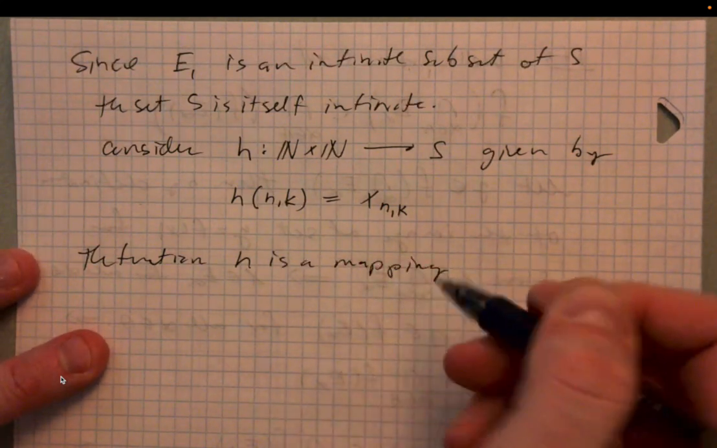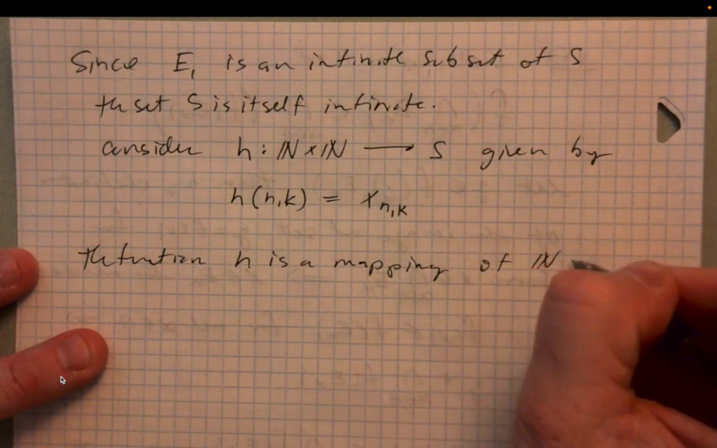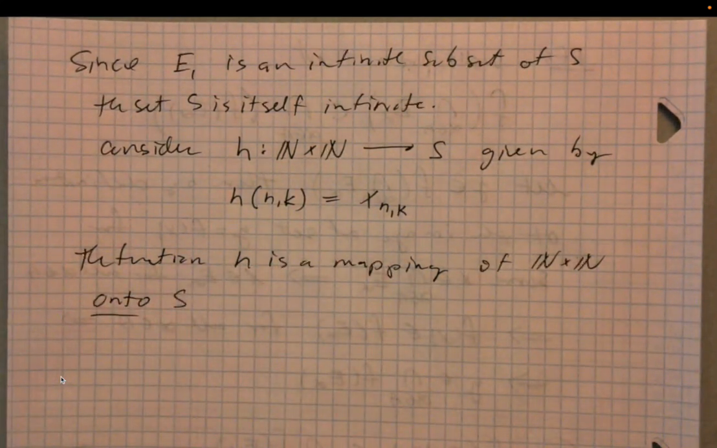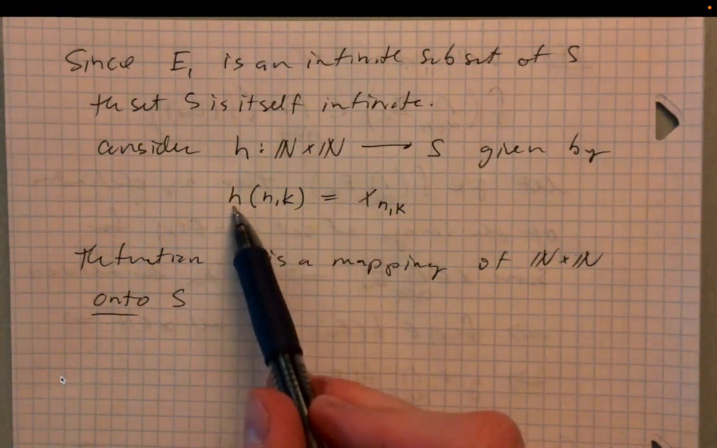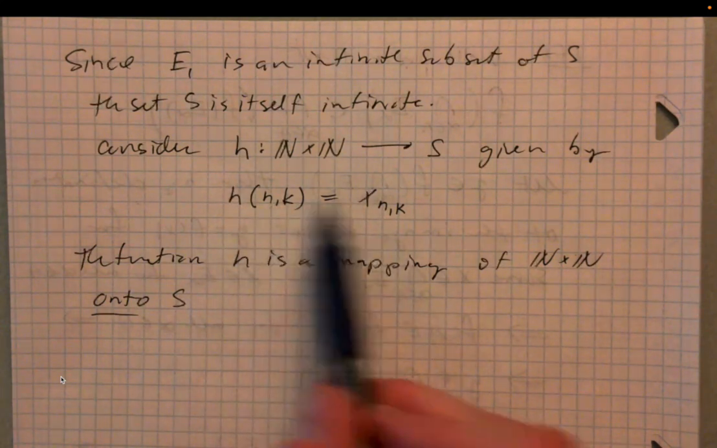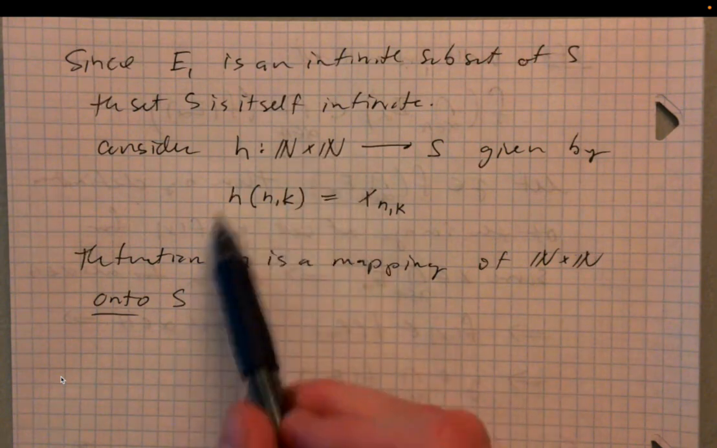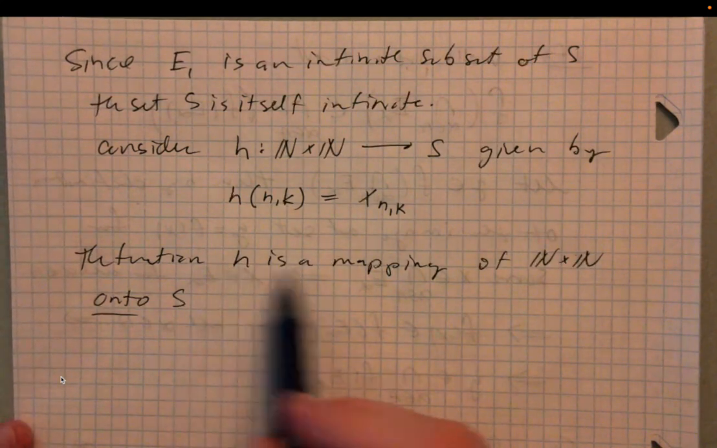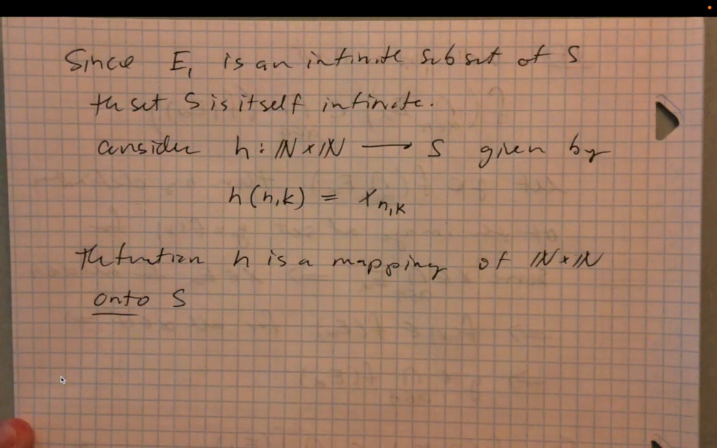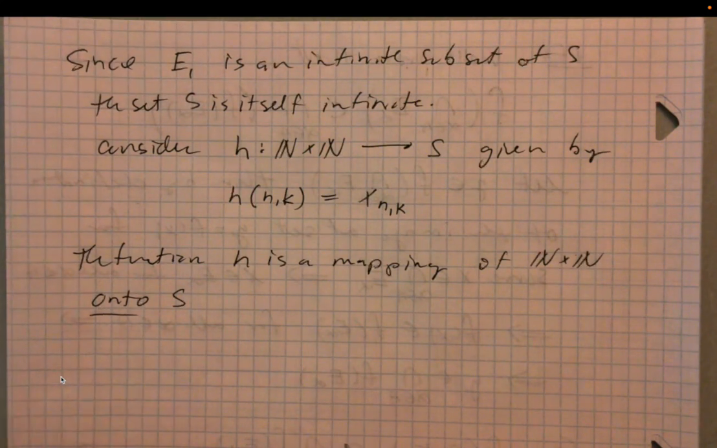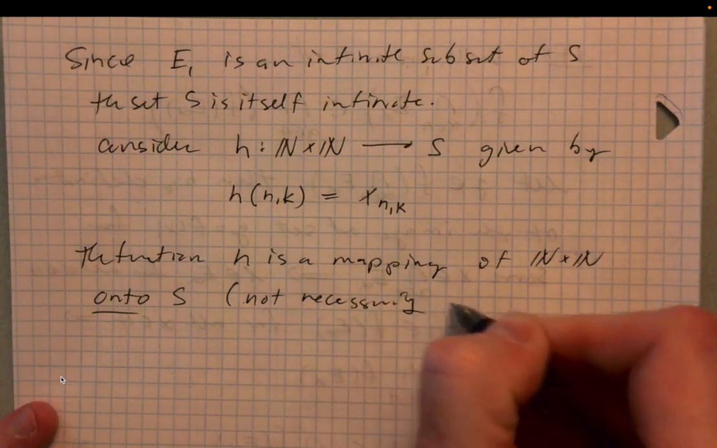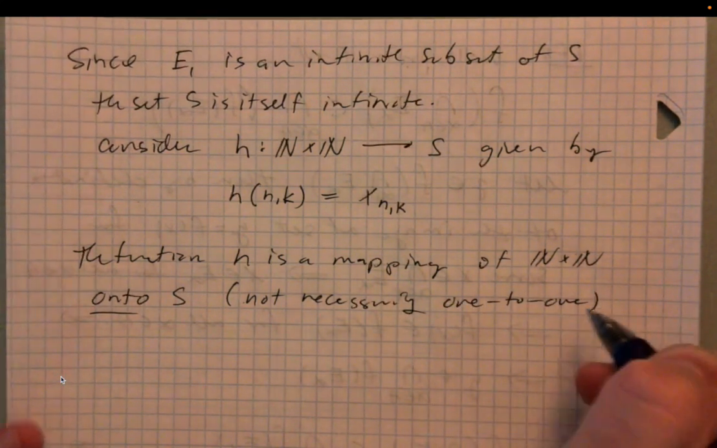It's a mapping of n cross n onto S. Okay, it's not necessarily one-to-one, but it is certainly onto, right? H of n comma k is definitely going, I mean, remember, n and k are both from natural numbers, so everything in S is mapped to here. Remember, we have an enumeration of S here. All right, so H is a mapping of n cross n onto S, right? It's onto S. Now, it's not necessarily one-to-one. We'll see if that matters, though.